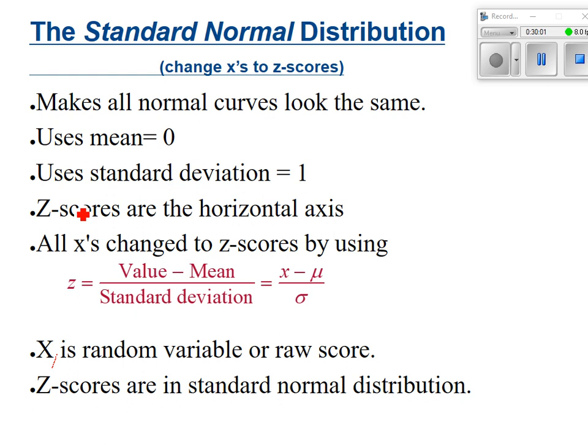Standard normal distribution. So this is standard normal instead of just normal. This is what changes from the normal distribution to standard normal distribution. It makes all the normal curves look the same, uses the mean as 0, the mean is always 0, and uses each standard deviation, so each sigma is 1.